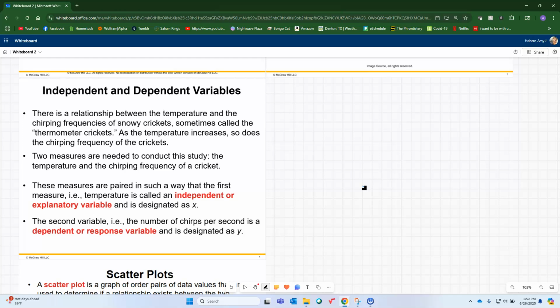So 2 measures are needed, the temperature and the chirping frequency. And then these measures are paired in such a way that the first measure, the temperature, is the independent or explanatory variable, and that's your x value. So we talked about that in the last chapter, I think.